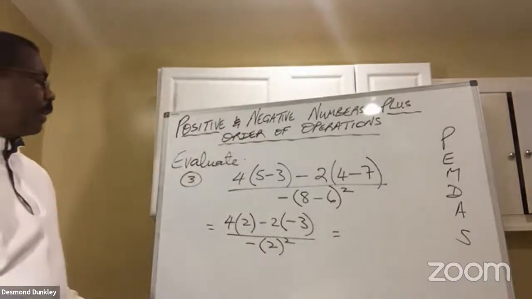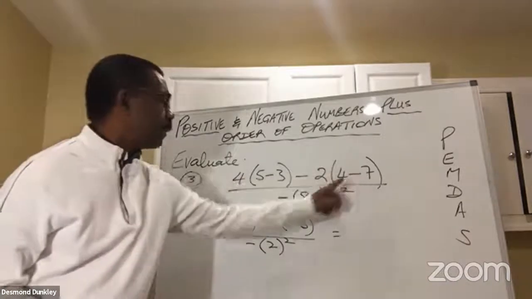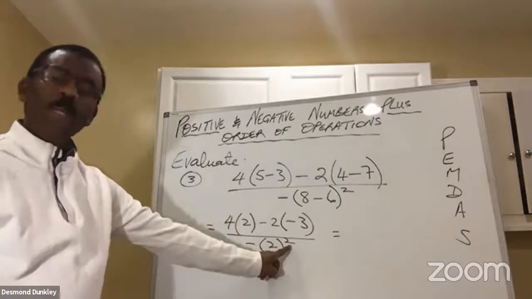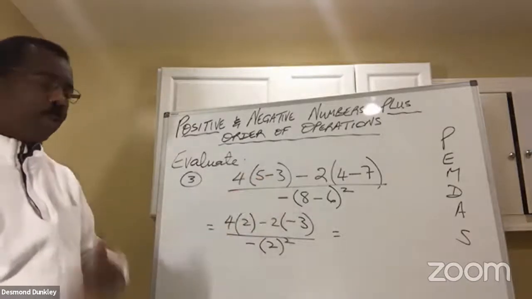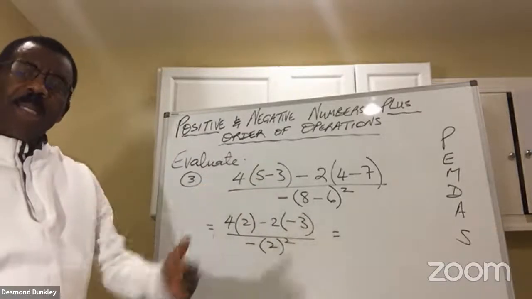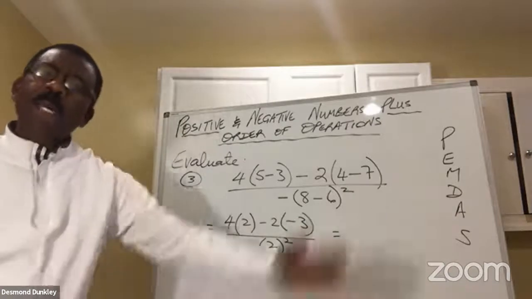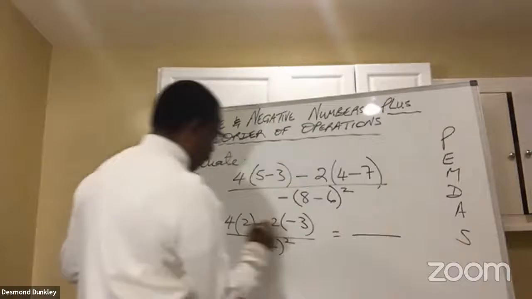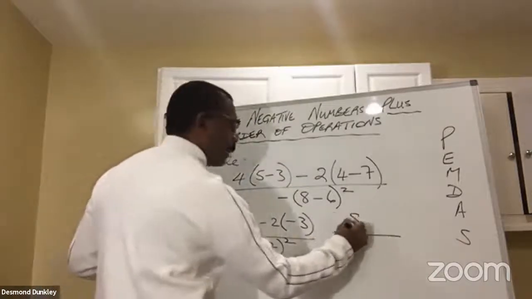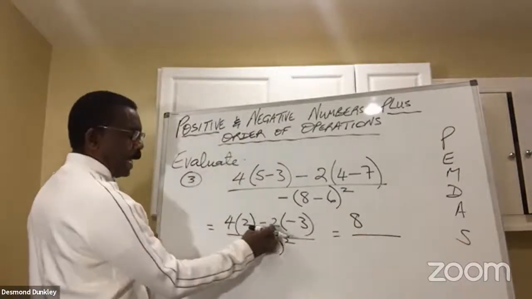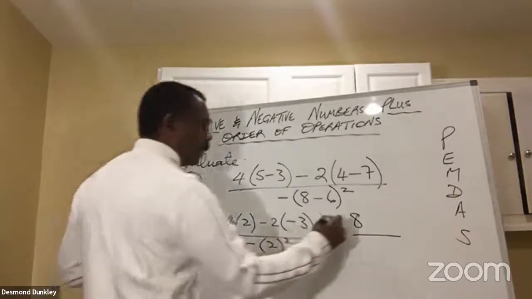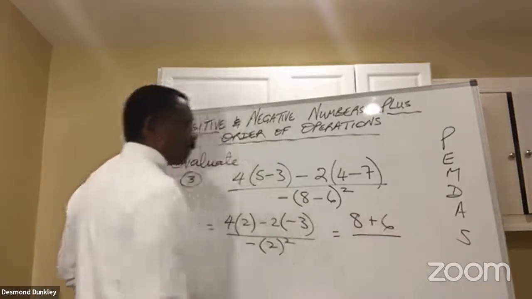So we have done the parentheses. And now for the top, the exponent at the bottom doesn't affect the top. So I can continue working on the top, and I can also work on the bottom, and then I put the two together. So what do we have? 4 times 2 is 8. And -2 times -3 is +6.